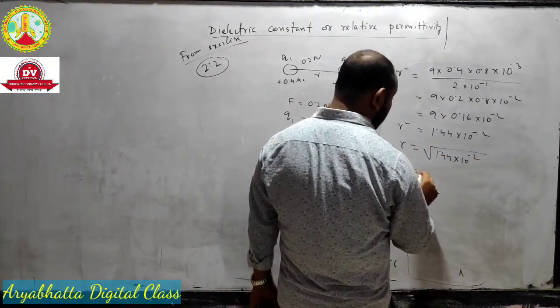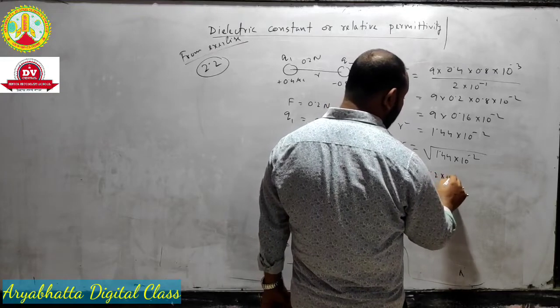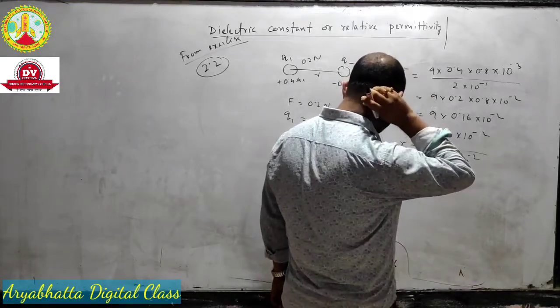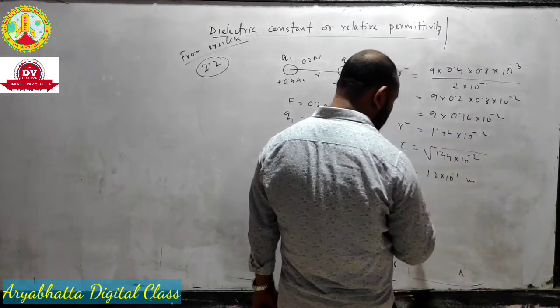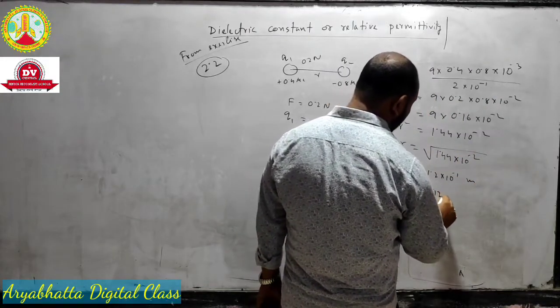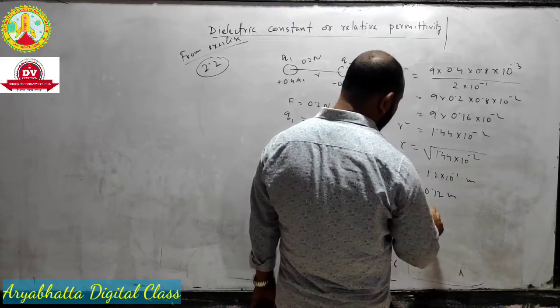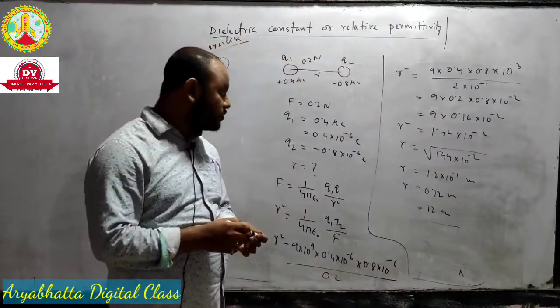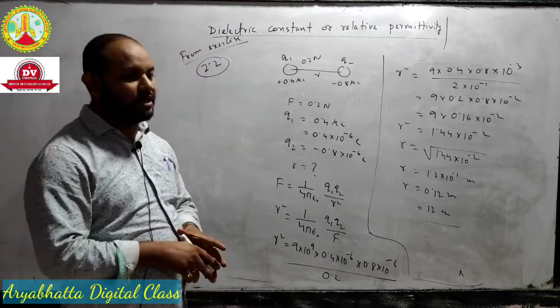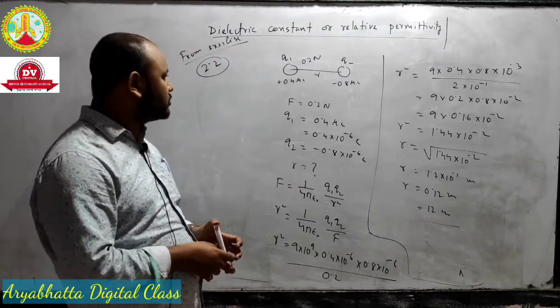Or R will be equal to root over 1.44 into 10 to the power minus 2, or R will be equal to 1.2 into 10 to the power minus 1 meter, or 0.12 meter, or 12 centimeter. That means the separation between the two charges will be 12 centimeter. These are very easy numericals.